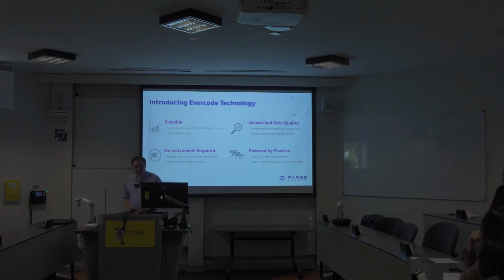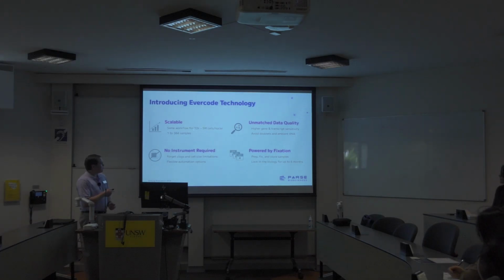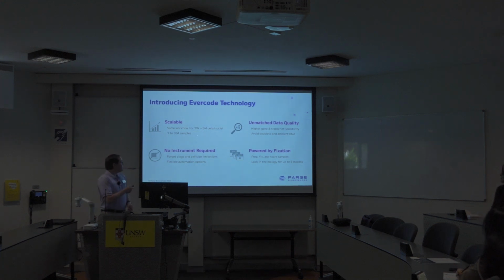So, introducing Evercode technology. I brought up the scalability. It's the same workflow, whether you're doing a small pilot experiment for 10,000 cells or a larger small atlas experiment with 5 million cells. The workflow is pretty much the same, whether you have one sample or you have 384 samples. The hard part there is the sample prep, depending on how many you've got. Unmatched data quality: we see higher gene and transcript sensitivity, and you avoid doublets and ambient RNA just from the inherent technology. I'll go over that in a little bit of detail in a bit.